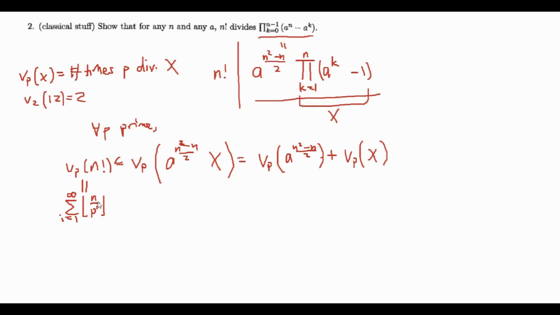Now it's time to prove our expression, less than or equal to this thing. Now we have two cases. The first case is very easy. If p divides a, then that means this expression is just equal to n squared minus n over 2.